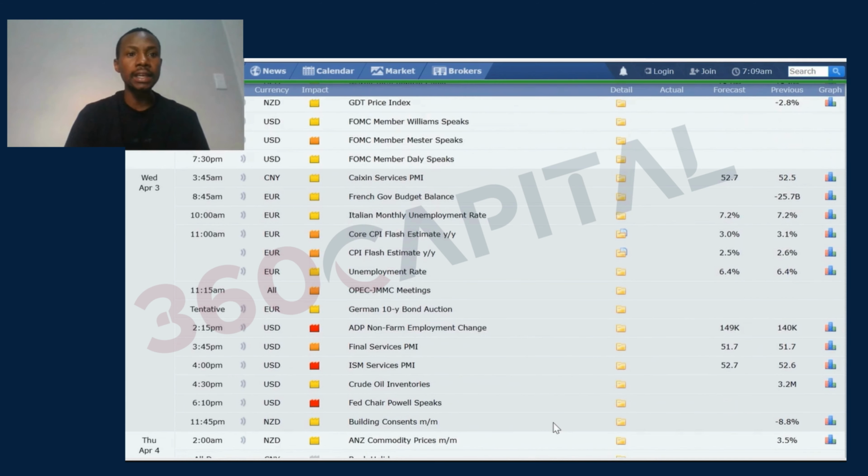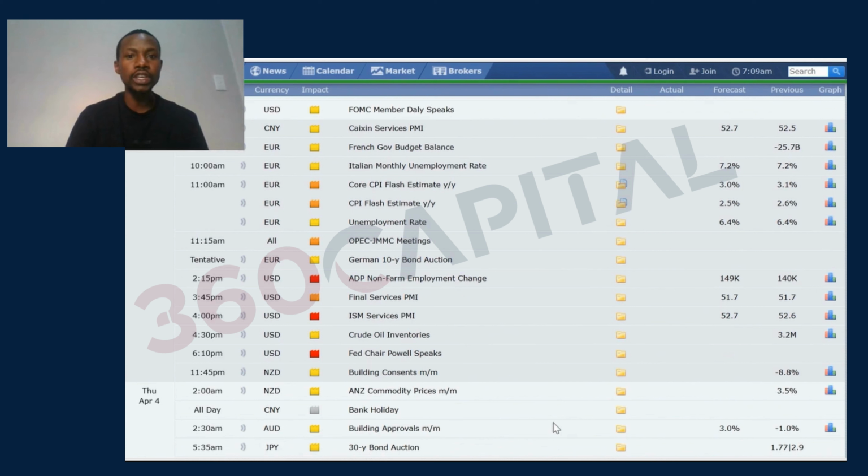Going on to Wednesday, the 3rd of April, there are a couple of news events coming. We have the OPEC JMMC meeting at 11:15 a.m., which will drive instruments like WTI as well as Brent oil. So look out for Brent oil and WTI on Wednesday.